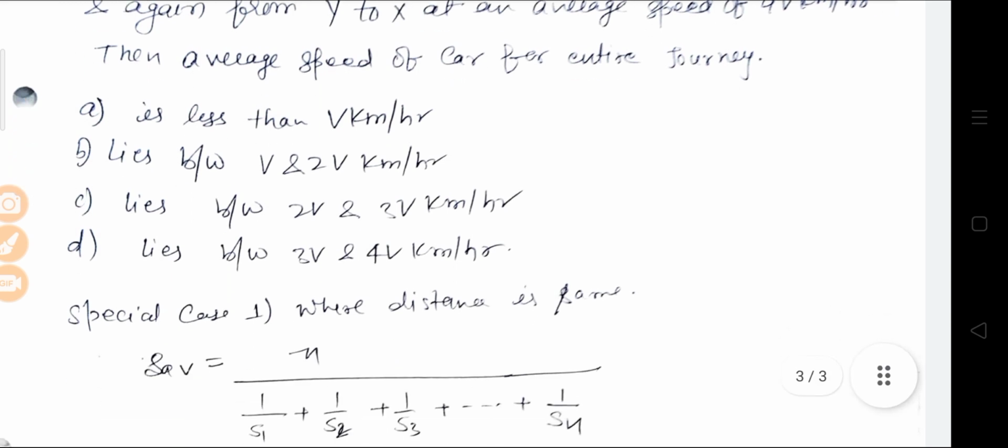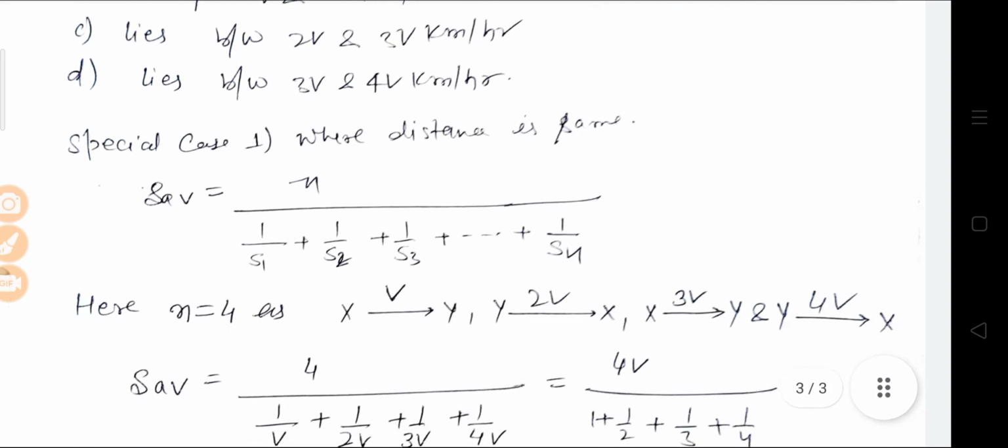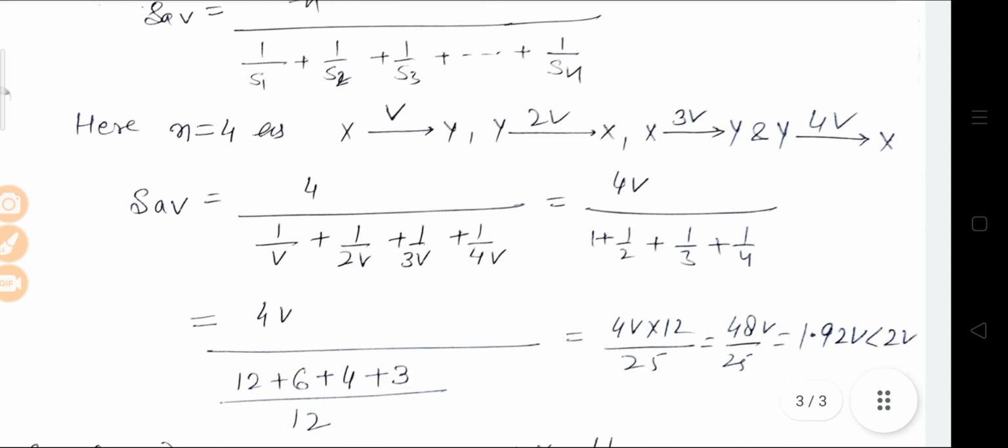Now how to find this? I have taught you that this is special case 1 where distance is the same. So S average equals n upon (1/S1 + 1/S2 + 1/S3 + ... 1/Sn). So here n is 4, X to Y is v, Y to X is 2v, X to Y is 3v, and Y to X is 4v.